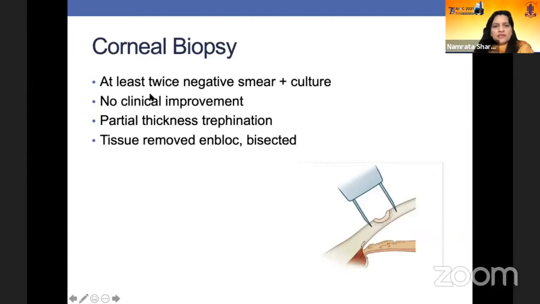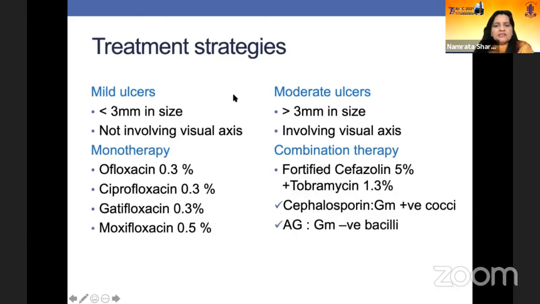Corneal biopsy is advocated for at least two negative smears and cultures with no clinical improvement. Partial thickness trepanation is done, and the tissue can be removed en bloc and dissected. Treatment strategies for mild ulcers and moderate ulcers are different. So if it is a mild ulcer less than 3 millimeters in size, not involving the visual axis, monotherapy can be given with any of the fluoroquinolones.